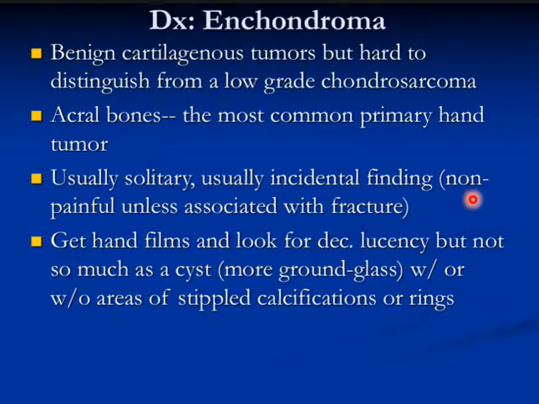So, enchondroma is a benign cartilaginous tumor. We have to distinguish it from low-grade chondrosarcoma, and this is usually done by biopsy. It's not that easy to differentiate radiologically.